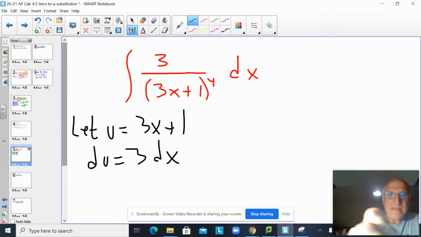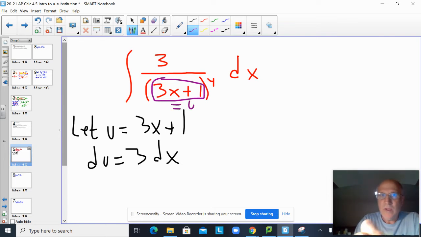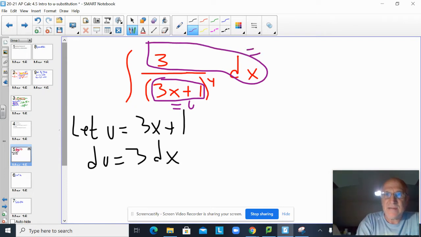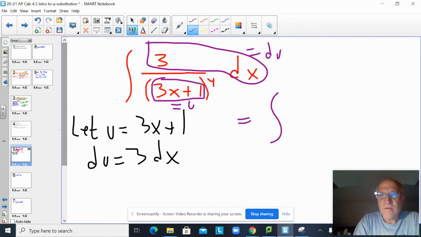And now as I've said, I'm going to start circling and labeling stuff. So this 3x plus 1, the thing in parentheses there, that's just what I called u. And everything else, this 3 dx, I now can rewrite as du. So this becomes the integral of, I can either write it as du over u to the fourth.